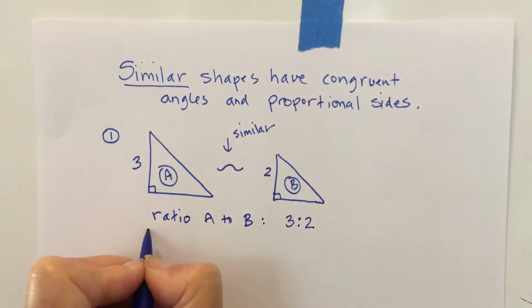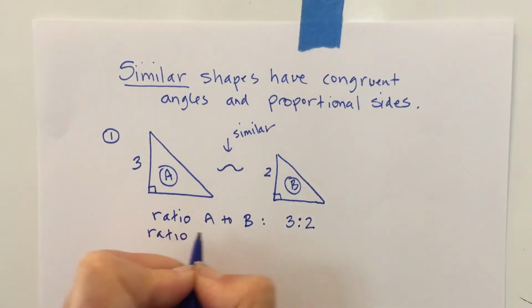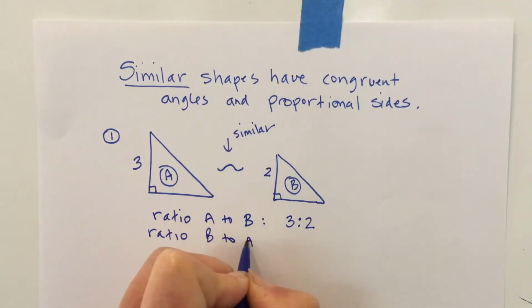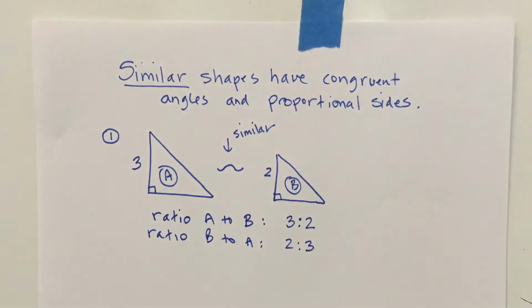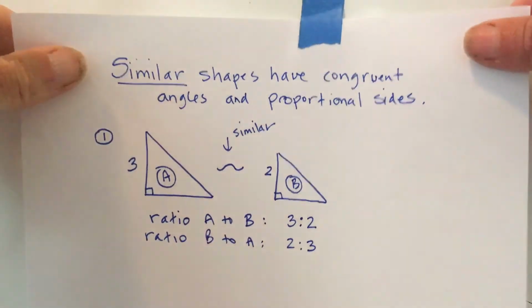Okay. And then I would say, what is the ratio of B to A? And then you would just do it the other way around. You would do 2 to 3. Okay. Easy as that. Okay. All right. Let's do that one more time.